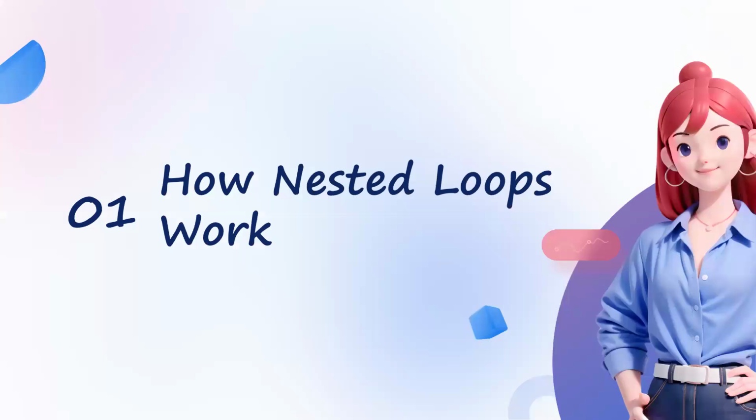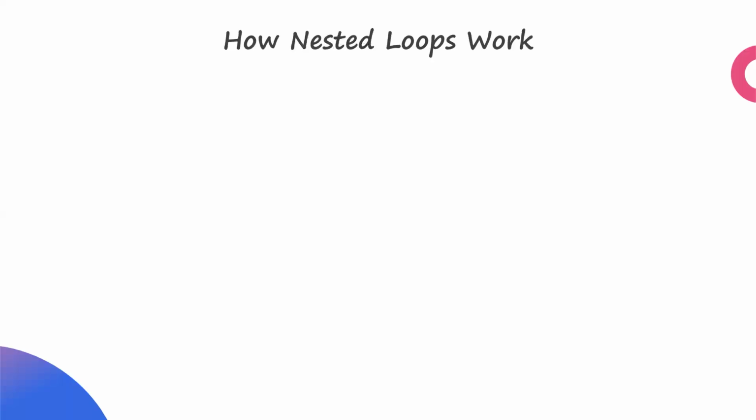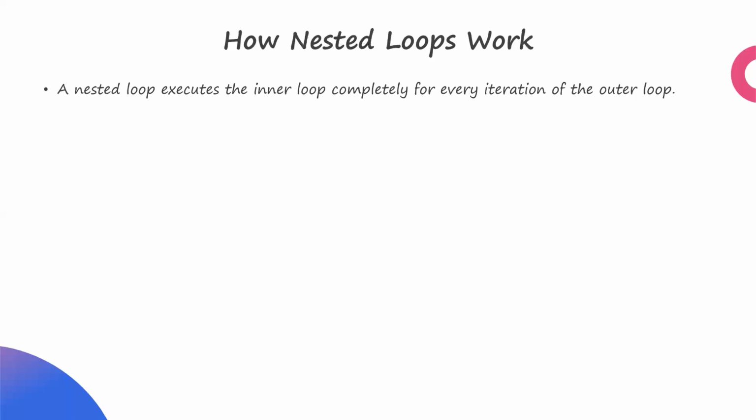Now, how do nested loops work? A nested loop executes the inner loop completely for every iteration of the outer loop. Remember what we mean by iteration. A loop's iteration means that it will execute all the code inside the block. That is one iteration, and then it goes back again. I showed you how an iteration goes in the previous sessions, where I debugged the code so that you can see step by step how these things work.